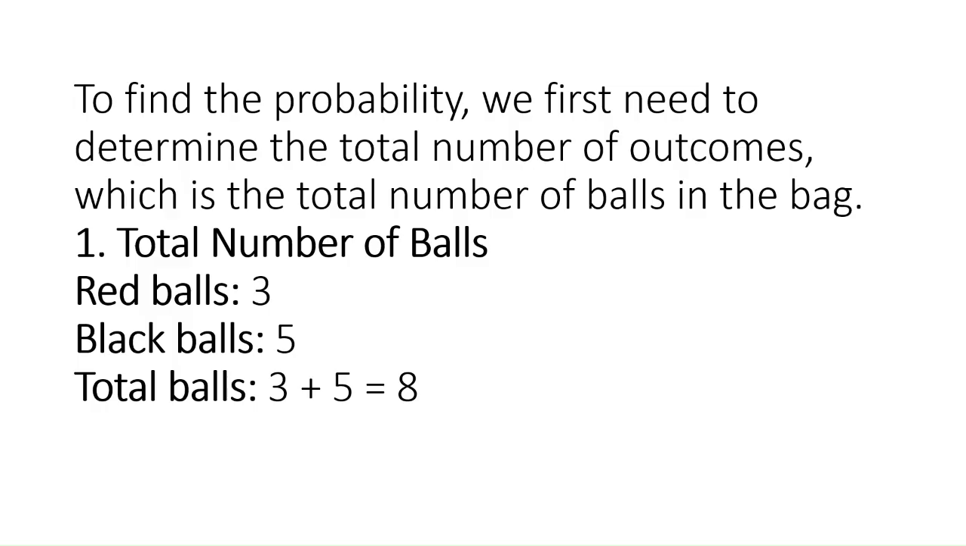So to find the probability, we first need to determine the total number of outcomes here, which is the total number of balls in the bag. So here, how many balls are there in total? We have 3 red balls and 5 black balls. So the total number of balls will be 3 plus 5, that is equal to 8. The total number of balls is nothing but the total possible outcomes. So the total possible outcomes will be 8.